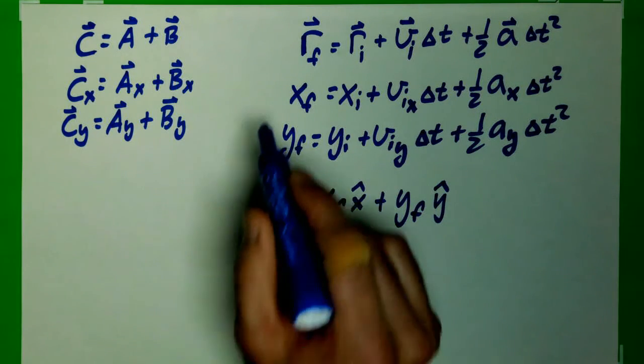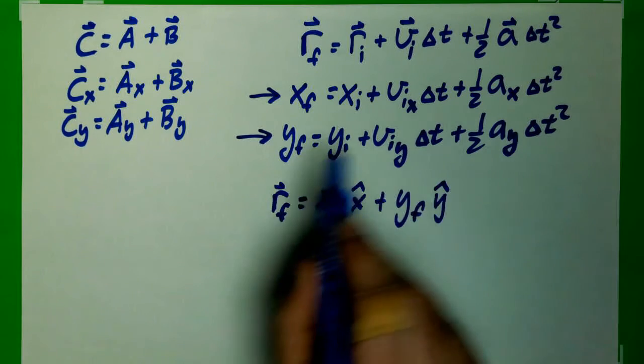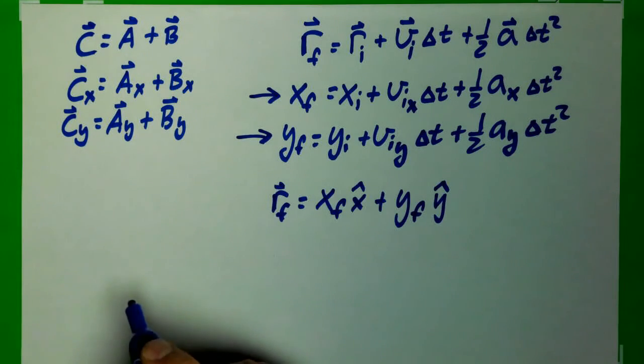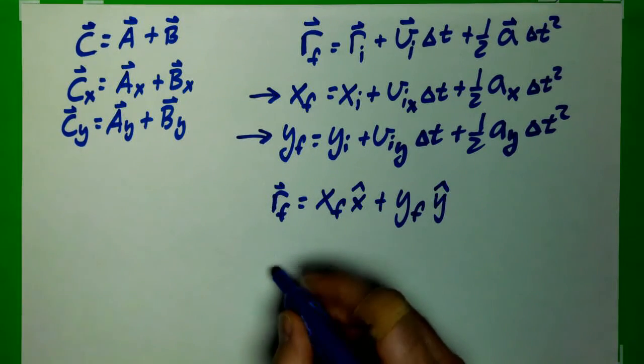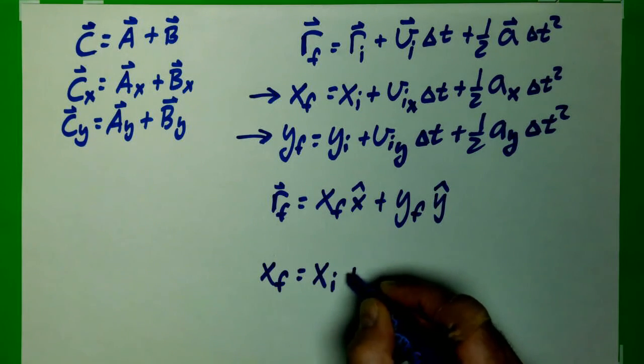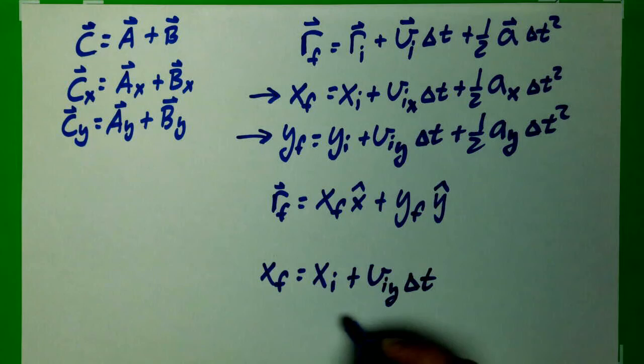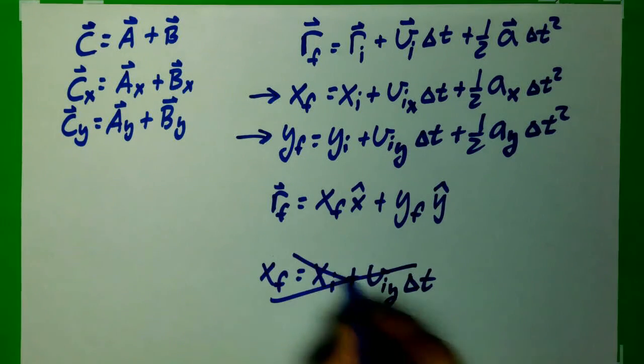The important thing is separating out their components completely so that I never add an x plus a y. So for example, I should never have x final equals x initial plus v initial y delta t. I should never have this. This is an incorrect equation.